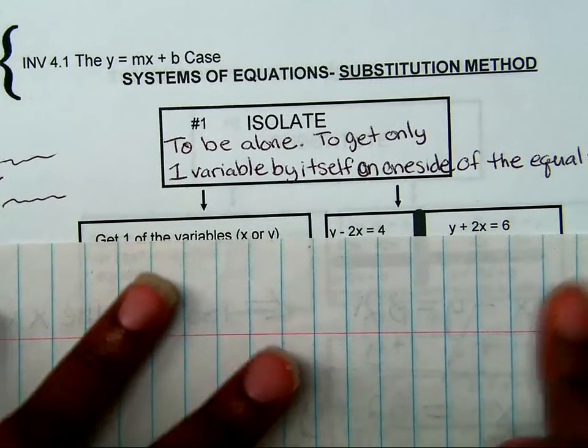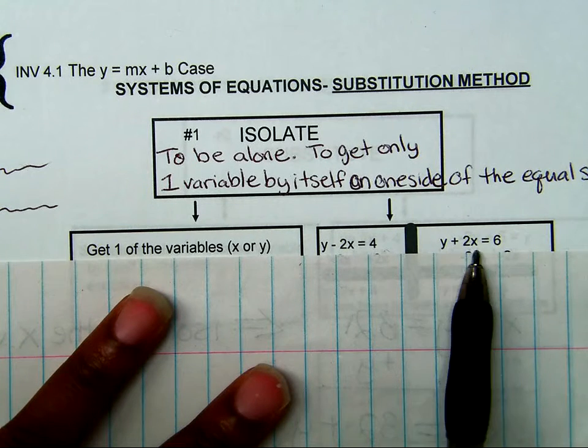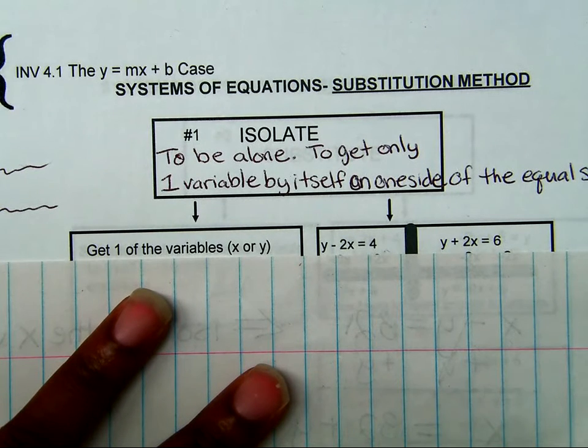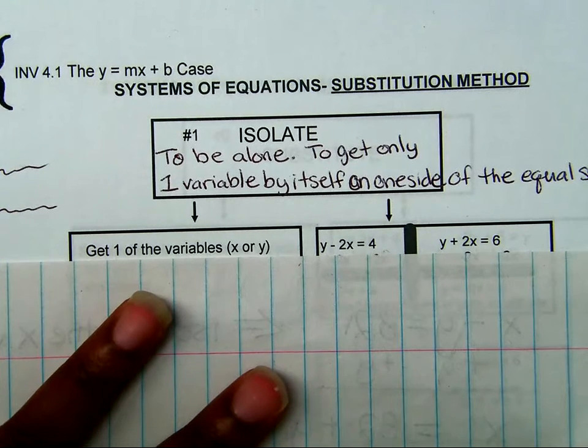Our 2 equations are y minus 2x equals 4 and y plus 2x equals 6. Those are our 2 equations. If you look at these, neither one of them is isolated. So I need to isolate a variable.